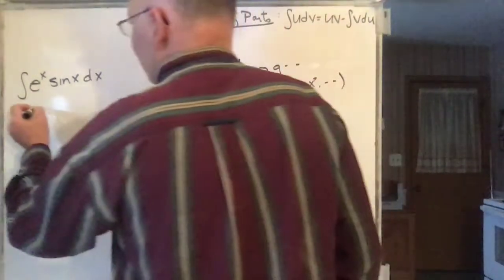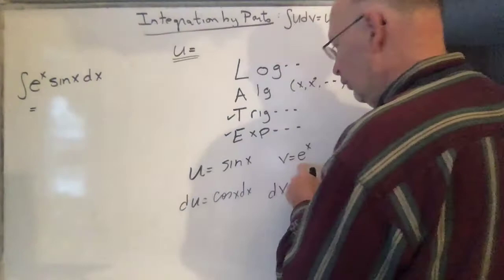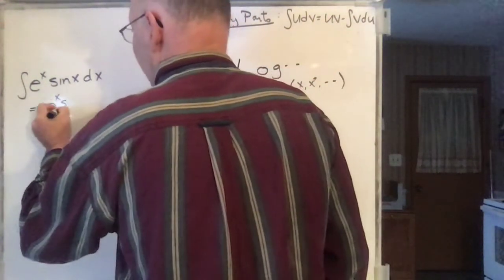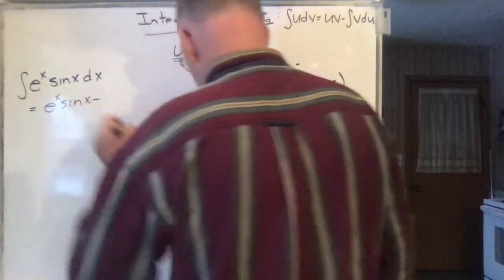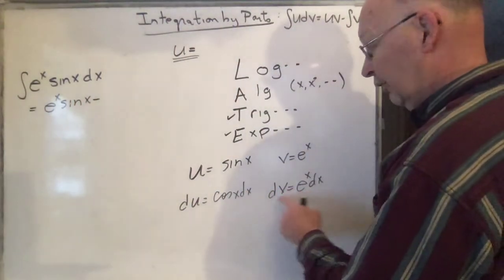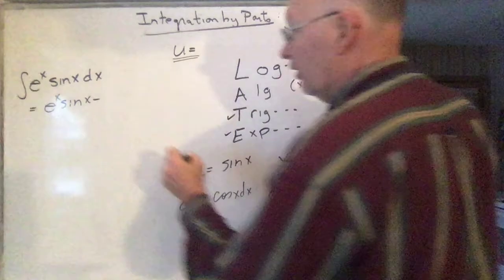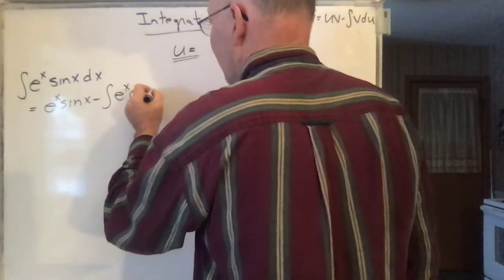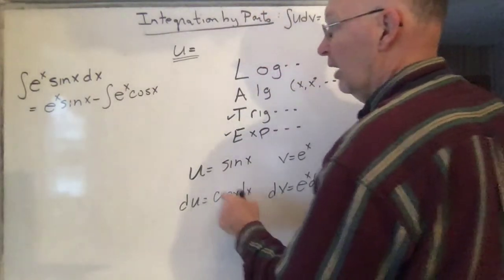So here we go. So this is going to be equal to uv, which is e to the x sine of x, minus the integral of v du. So here's v and here's du. It's going to be minus the integral of e to the x cosine of x dx.